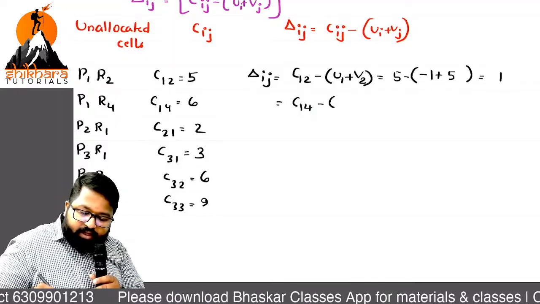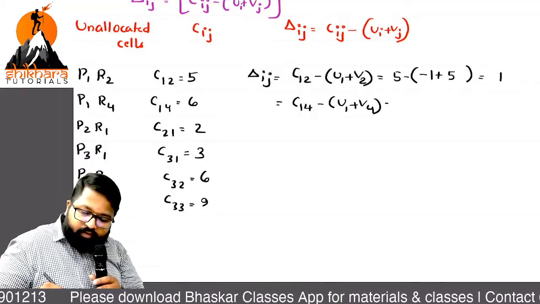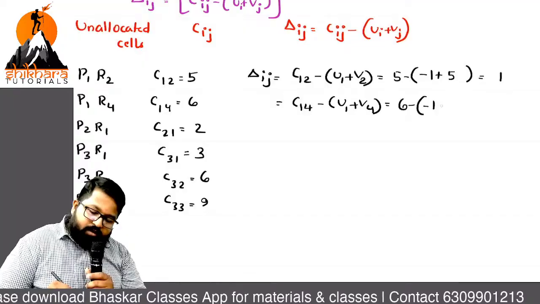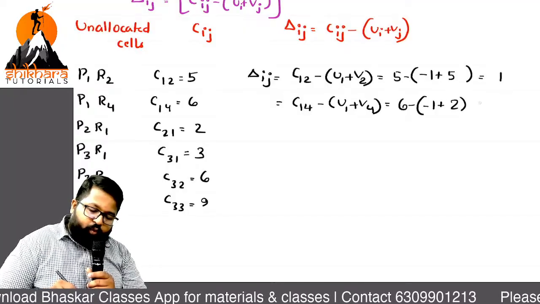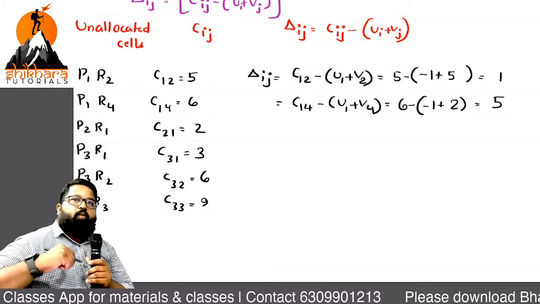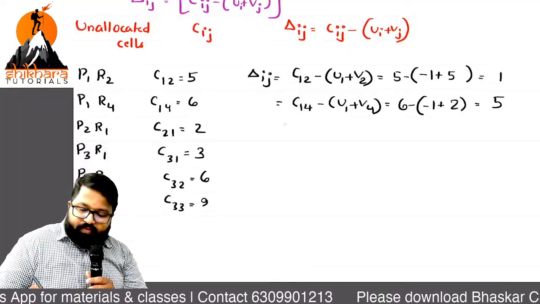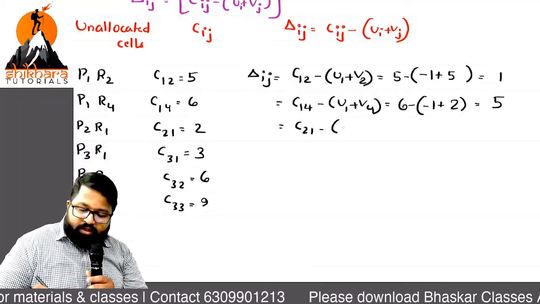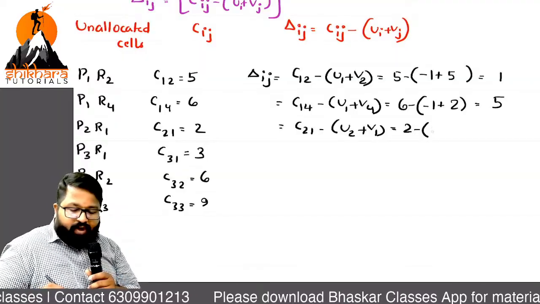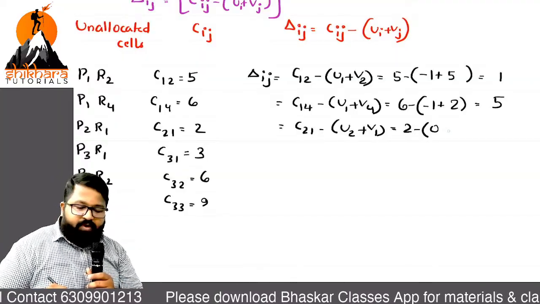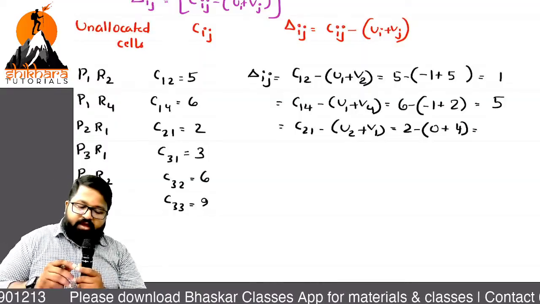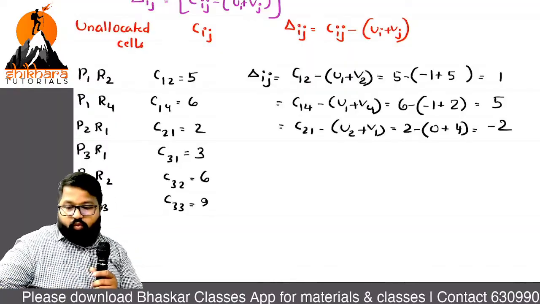Next, similarly, C14 minus U1 plus V4. That is 6 minus of minus 1 plus 2. What is the net value? 5. Next, C21 minus U2 plus V1. That is equal to 2 minus U2, whose value is 0, and V1 value is 4. What is the value there? Minus 2.